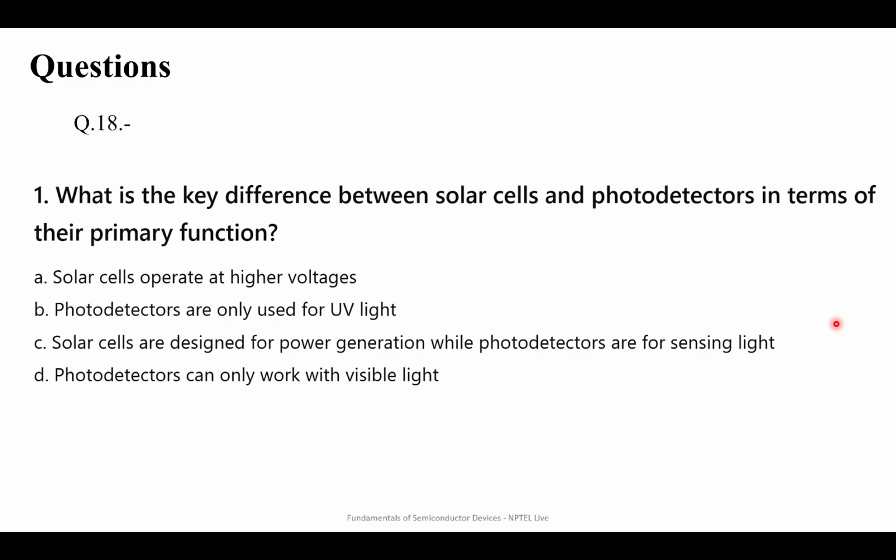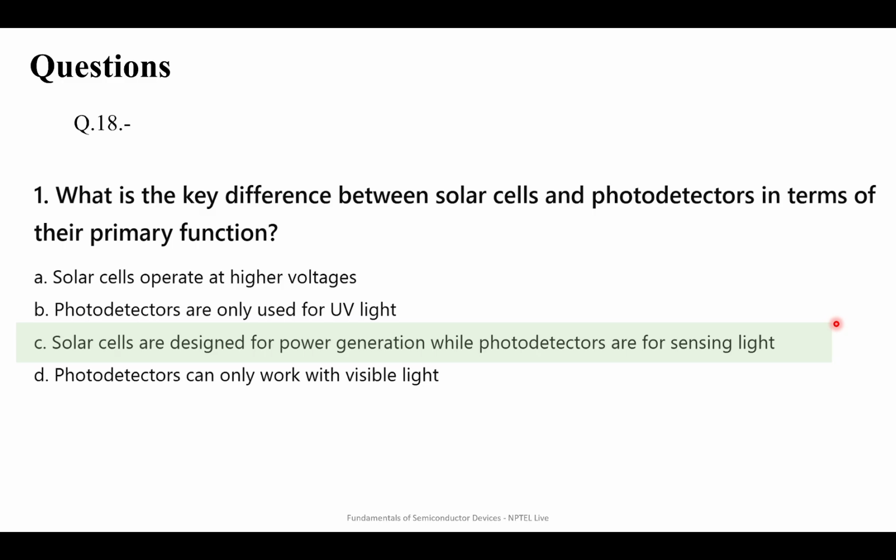What is the key difference between solar cells and photodetectors in terms of their primary function? Solar cells operate at higher voltages. Photodetectors are only used for UV light. Solar cells are designed for power generation while photodetectors are for sensing light. Photodetectors can only work with visible light.